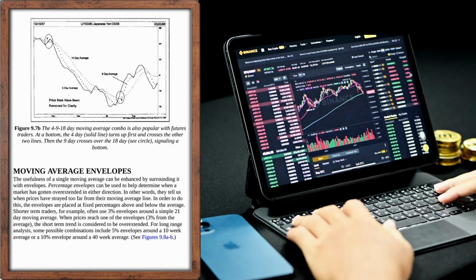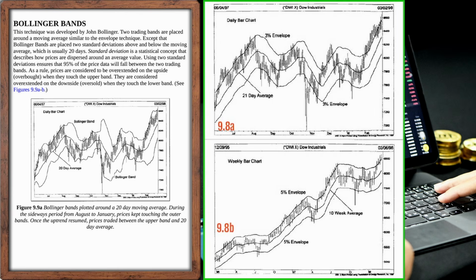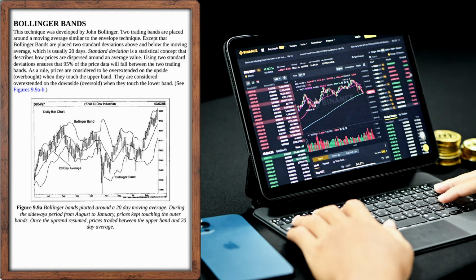For long-range analysis, some possible combinations include 5% envelopes around a 10-week average, or a 10% envelope around a 40-week average. See Figures 9.8 a and b. Bollinger Bands. This technique was developed by John Bollinger. Two trading bands are placed around a moving average similar to the envelope technique, except that Bollinger Bands are placed 2 standard deviations above and below the moving average, which is usually 20 days.